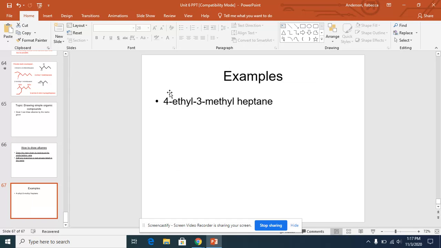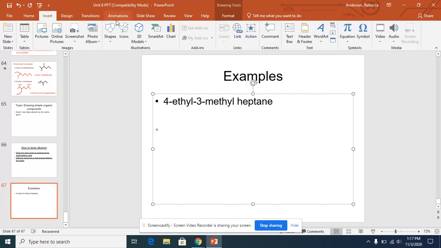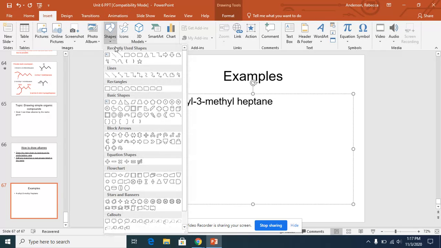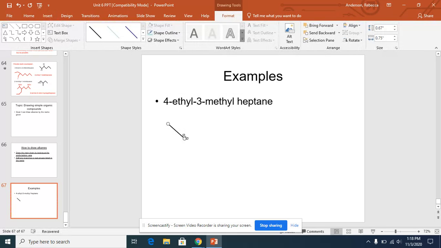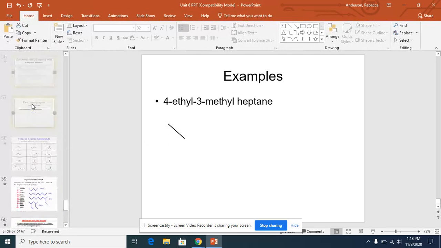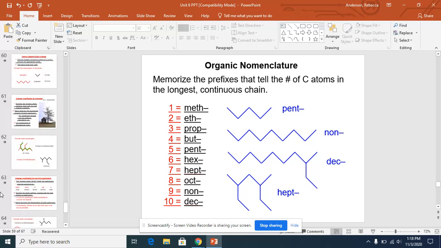Okay, so your example: 4-ethyl, 3-methyl heptane. So the prefix before the ane, so right here, tells you how many carbons you need in that long chain. Hept is, if you look at our prefixes, hept is 7. So that means we need 7 carbons.